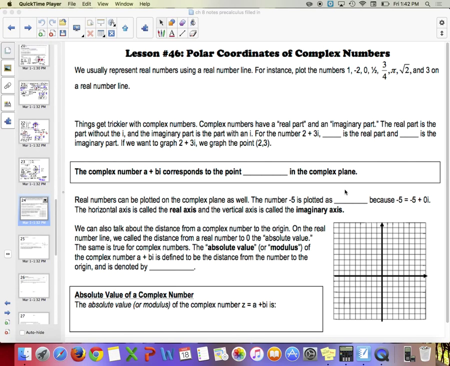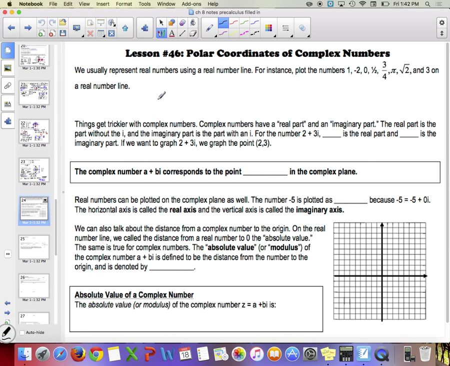Section 6 is on polar coordinates of complex numbers. So remember complex numbers, a plus bi, 2 minus 6i, complex numbers, i's. So we can have polar coordinates for complex numbers as well. It says we usually represent real numbers using a real number line. So going back to the basics, real number line.